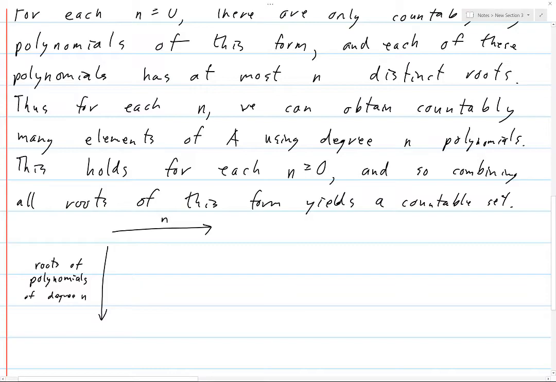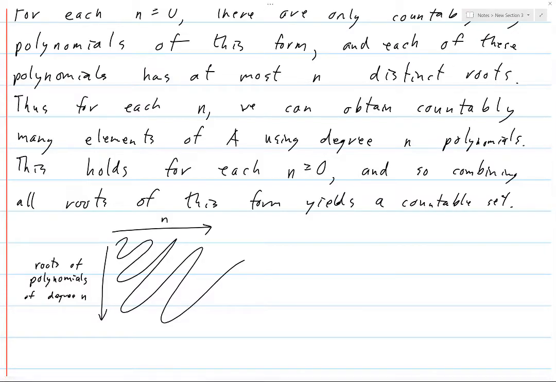Because what you do is for each fixed n, you look at this column here, and this column in this table will give you all numbers which are roots of polynomials of degree n. And you have a list of them because it's countable. That means you have a list. And then, of course, you can just weave through this the way that you weave through the other things before. And then once you do that, you end up with a list of all.